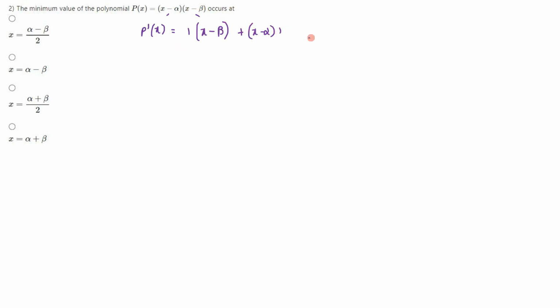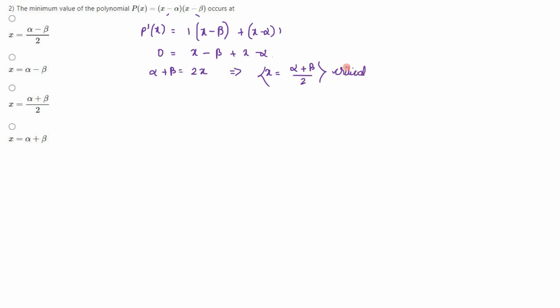Okay, so now if we equate this to 0, that is 0 equal to x minus beta plus x minus alpha, that is nothing but 2x. I'll send beta and alpha to the LHS, that is alpha plus beta. This implies that x equal to alpha plus beta divided by 2. Okay, so this is a critical point.